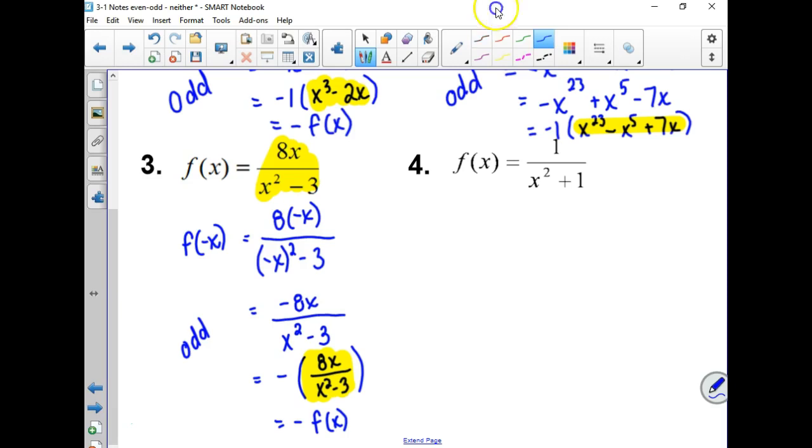What we see when we have fractions is that if the numerator or denominator changes, then it is going to make that function negative. So, fractions are a little different.